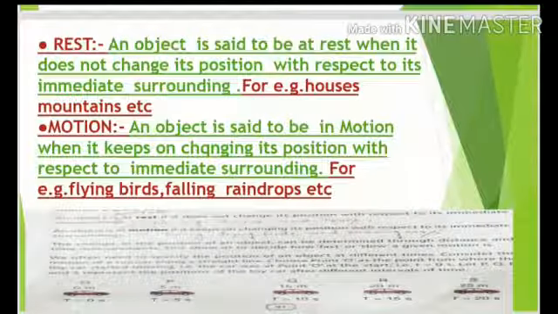An object is said to be at rest when it does not change its position with respect to its immediate surrounding. For example, houses, mountains, etc.